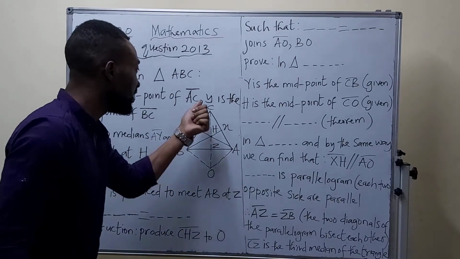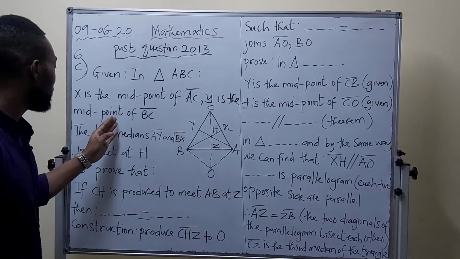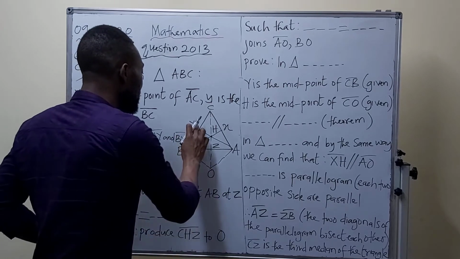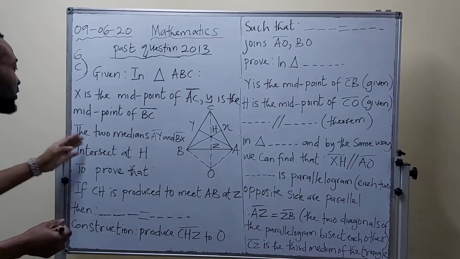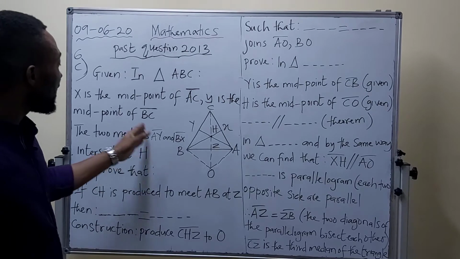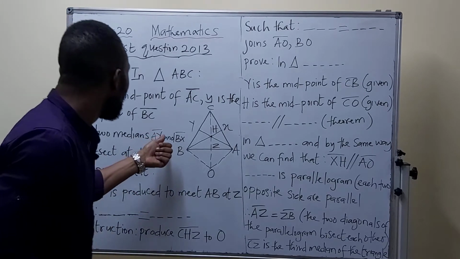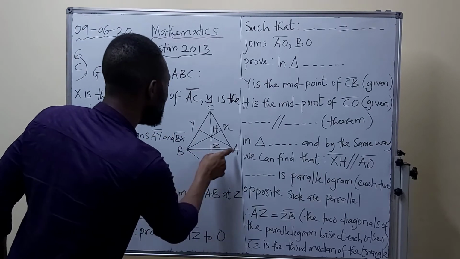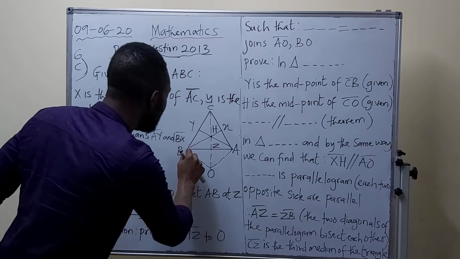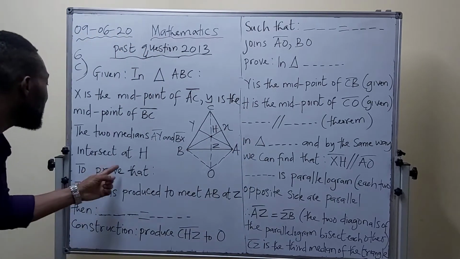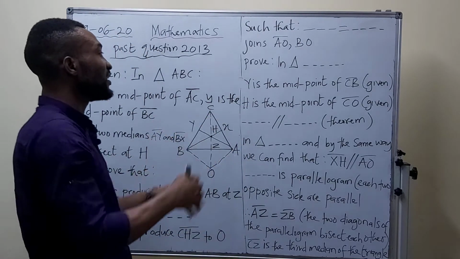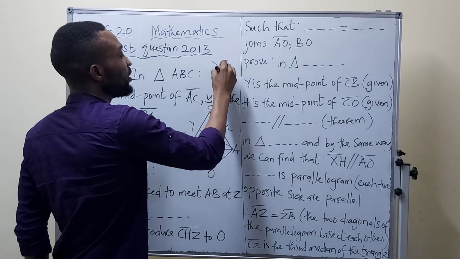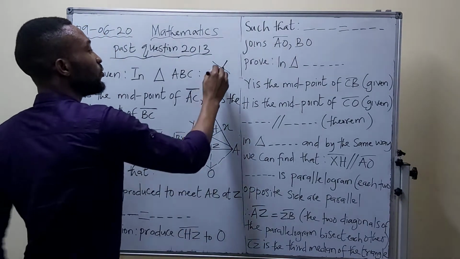Y is the midpoint of line BC. This is BC, this is our Y. So the two medians, line AY, which is the median, and BX, this median, intersect at H, that is, they meet at H. When two lines meet, the particular point at which they meet is what they call the intersection.